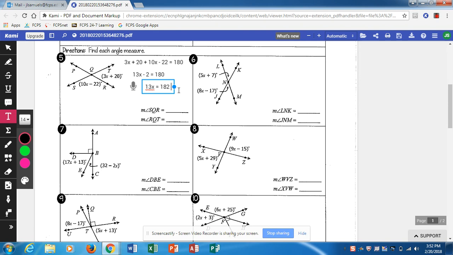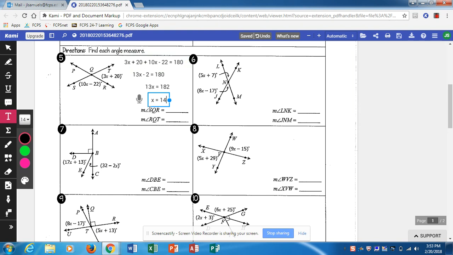And last but certainly not least, to finish off this problem, you all know that we go ahead and we divide both sides by 13. And hopefully you have a calculator, or you can just do it by head. 182 divided by 13 is going to equal x equals 14.